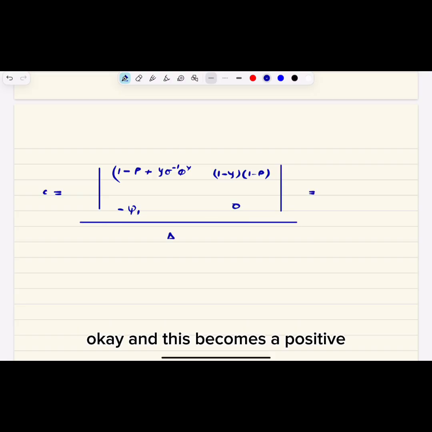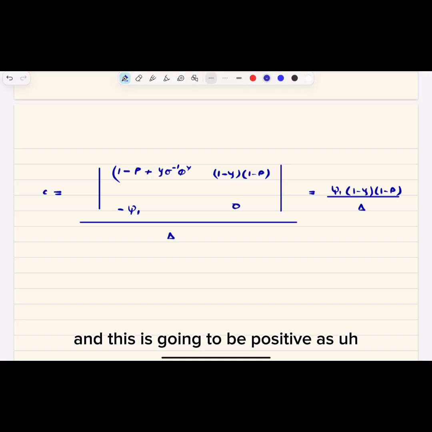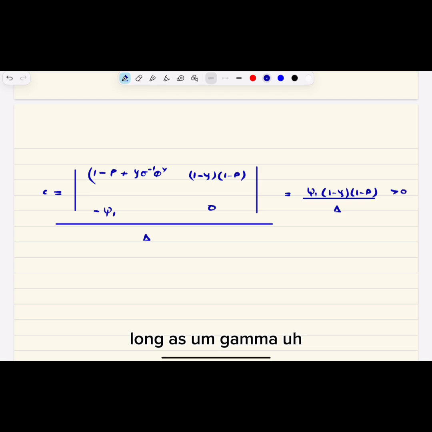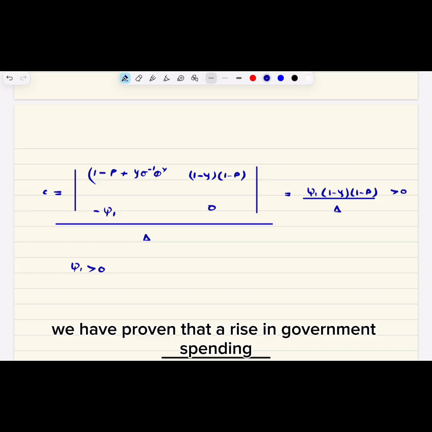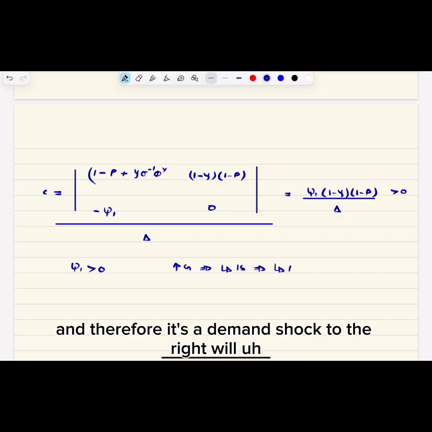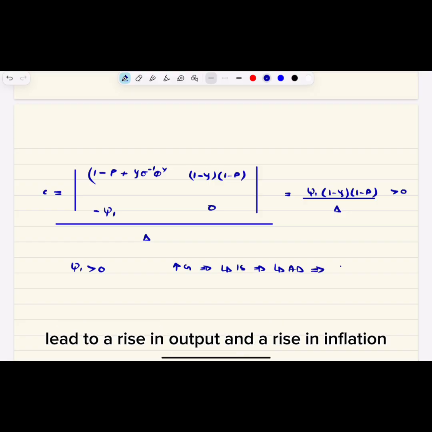Okay, and this becomes positive, this 1 minus gamma, 1 minus rho over the determinant. And this is going to be positive as long as gamma, the symbol, is greater than 0, which it is actually. So yes, we have proven that a rise in government spending, which shifts IS to the right, and therefore is a demand shock to the right, will lead to a rise in output and a rise in inflation.